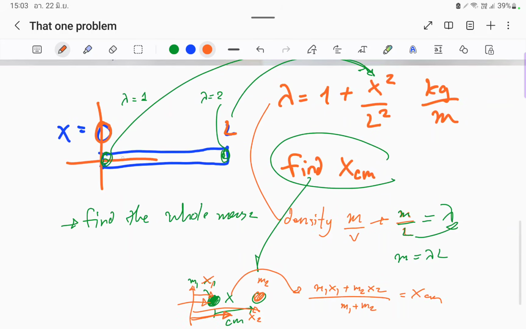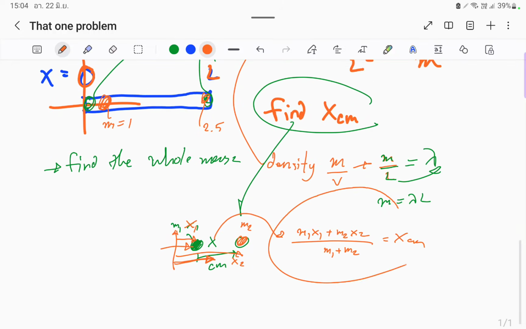Like this specific part, the density is relatively low, so the mass will be really low, maybe equal to 1. And this part, m might be 2.5 or something like that, which is somewhat higher. So you can't just use this formula anymore.